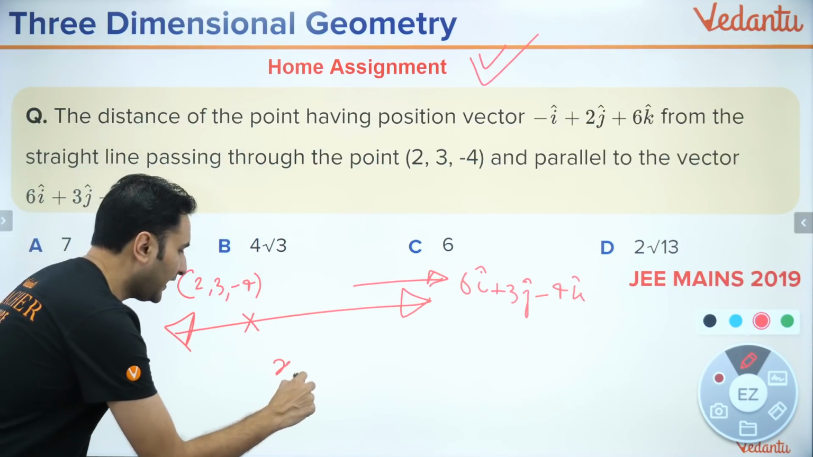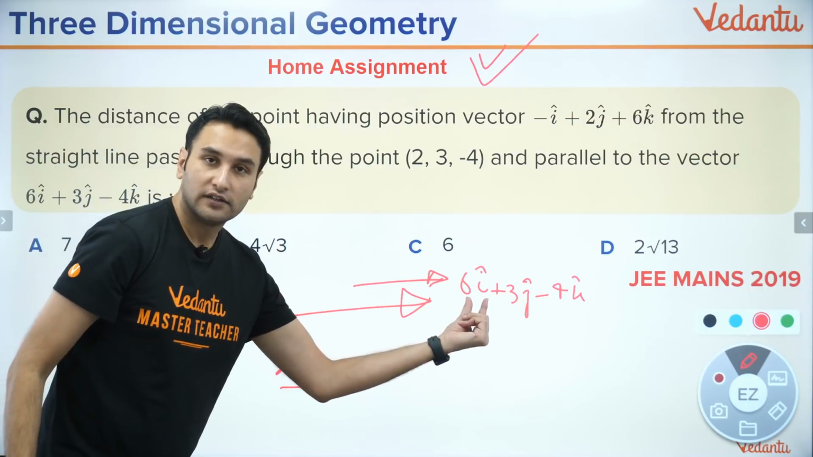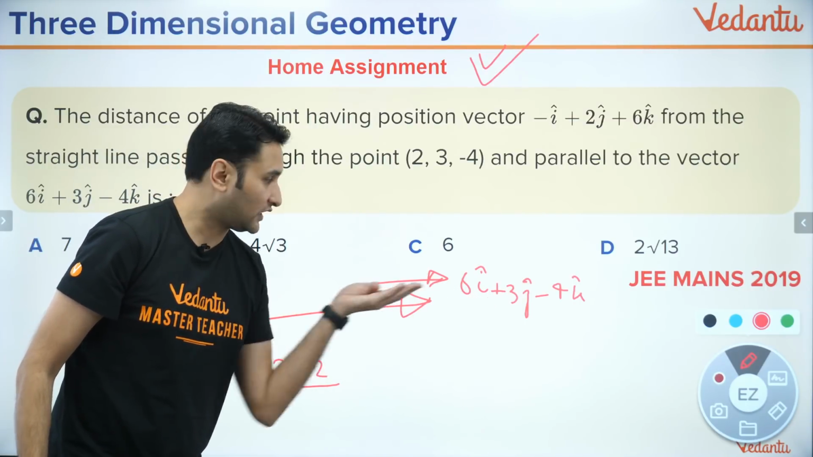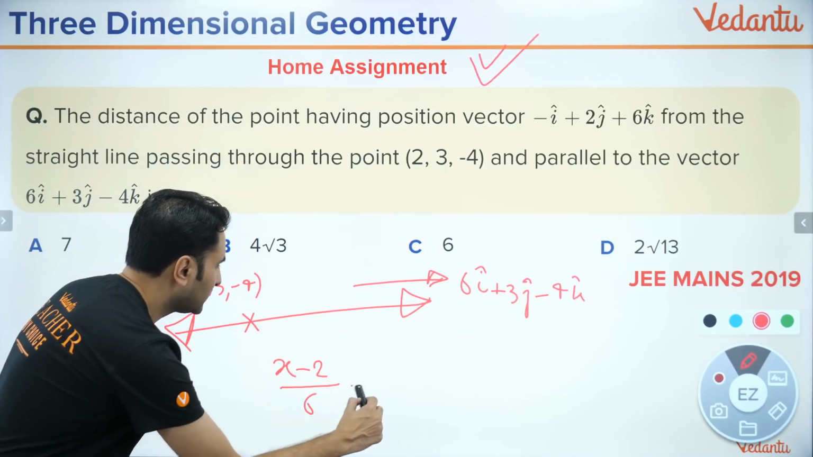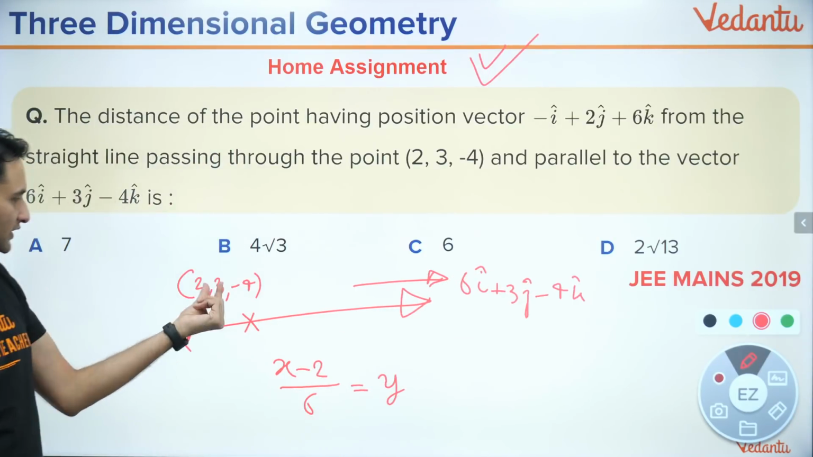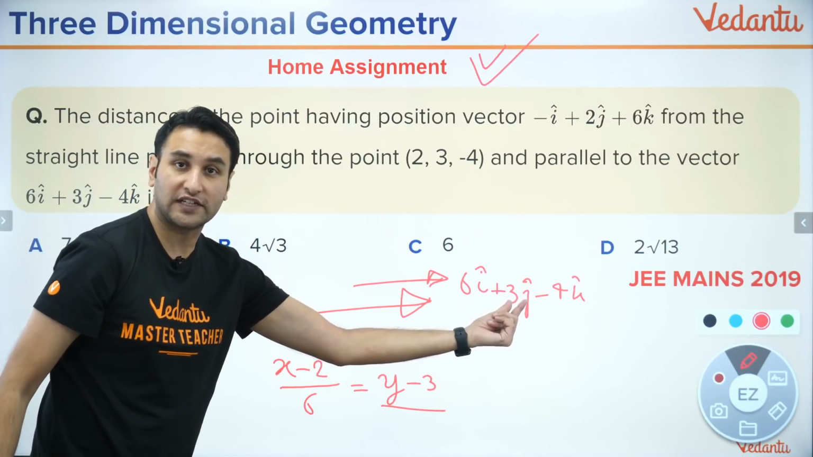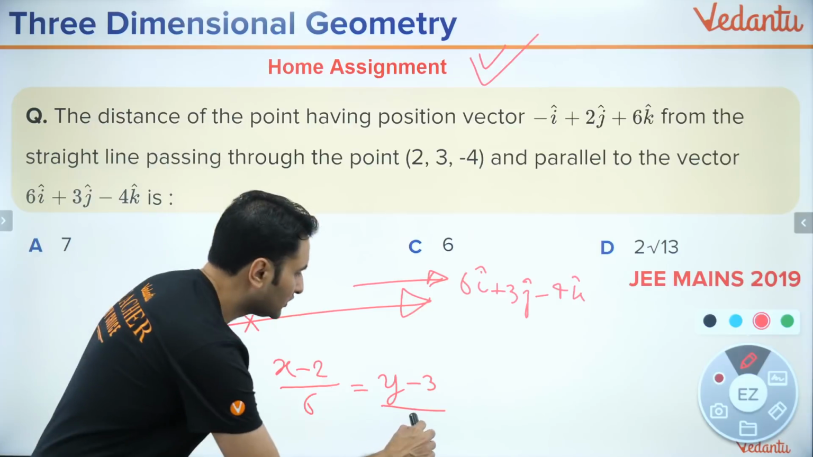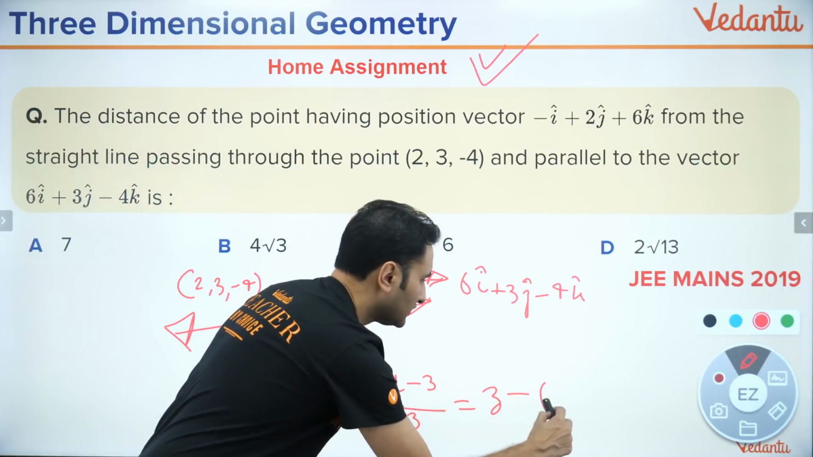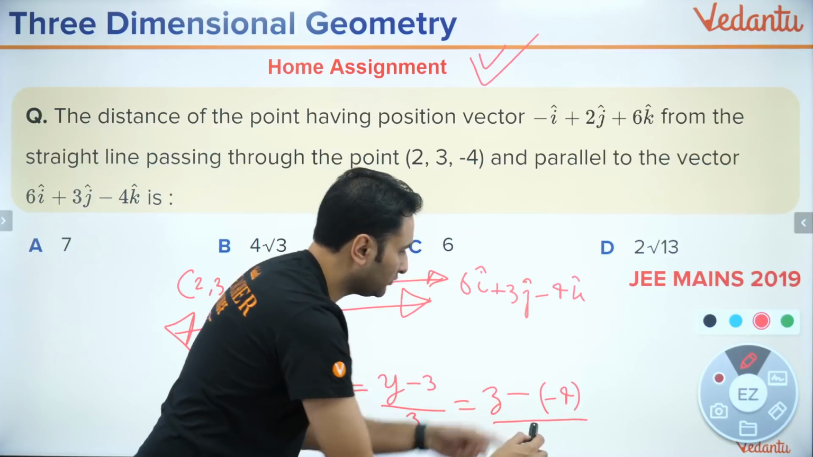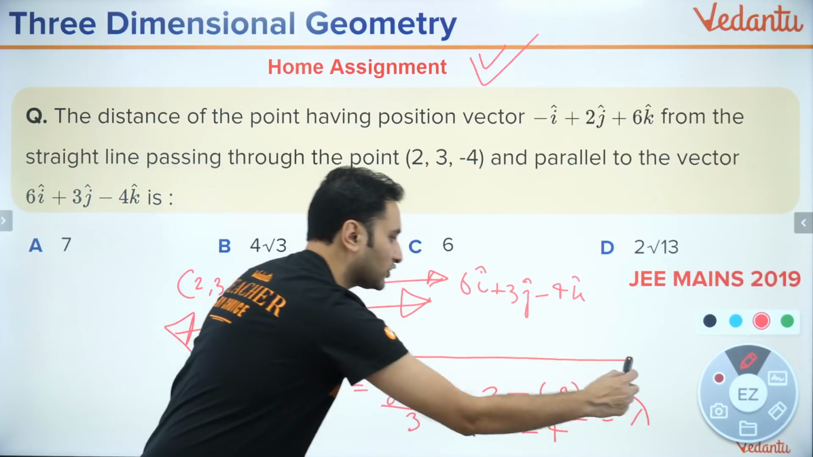क्या होता है? x minus x1 upon the I component of the direction which the line is parallel to, upon 6, is equal to y minus y1 upon the j component of the direction to which the line is parallel to, 3, is equal to z minus z1 upon minus 4 is equal to lambda. This is the equation of line.